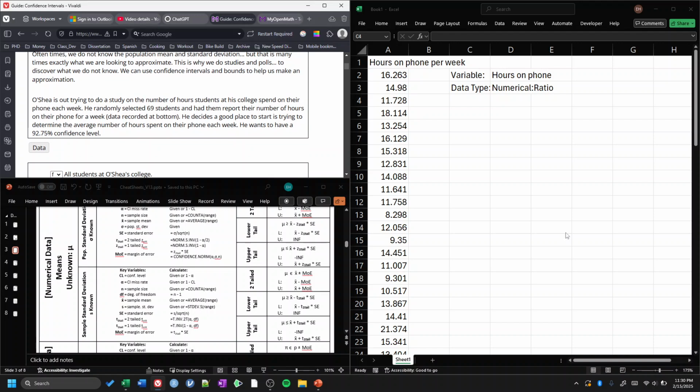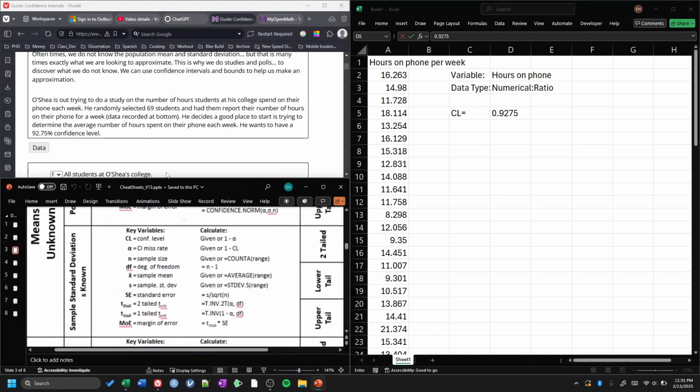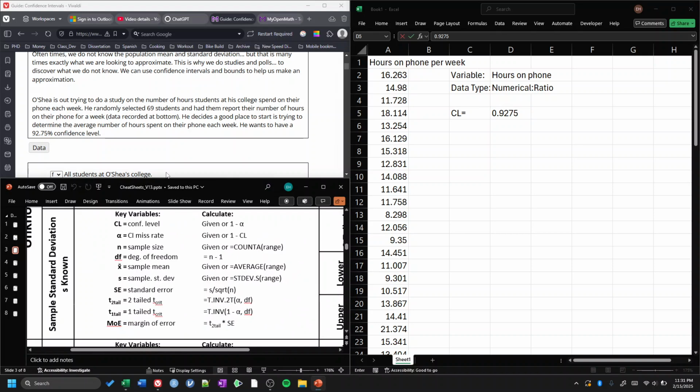Let's go ahead and start off with typing those few things down. We know that the confidence level here is equal to 0.9275, because that's what they say our confidence level is. Besides that, it gives us a sample size, but it doesn't give us a population standard deviation. So we know that we're going to be in this sample standard deviation slot. So I've got my confidence level. Let's go ahead and set what alpha is, because alpha is super easy. It is just going to be 1 minus this confidence level.